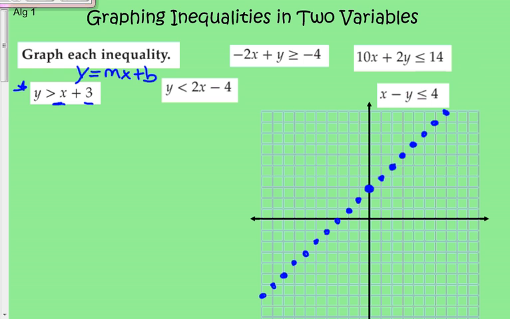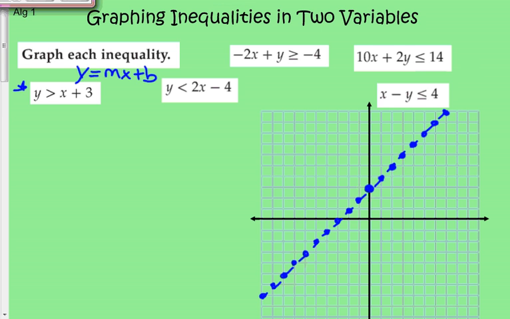Now, before we draw our line through it, you have to look at your inequality symbol. If there's not a bar under it that means or equal to, then since the bar is missing, we're going to create a dash line, because this line does not include the dots that are on the line. So it has to be a dash line.